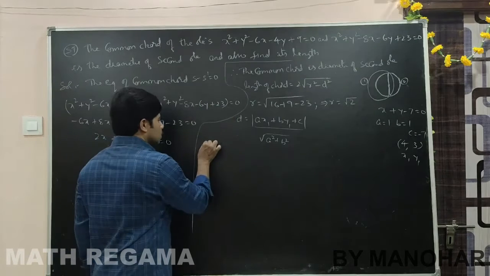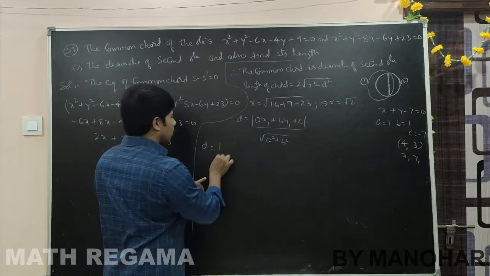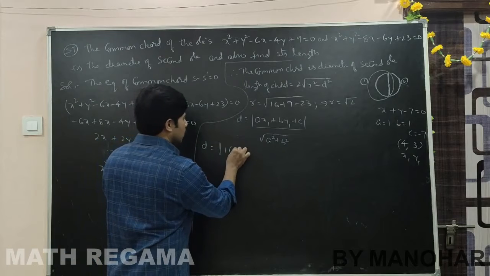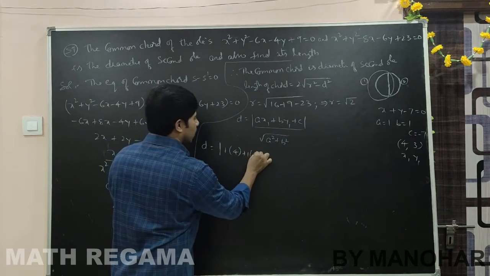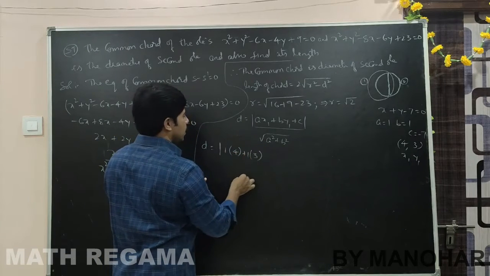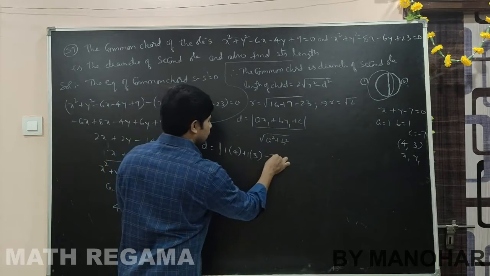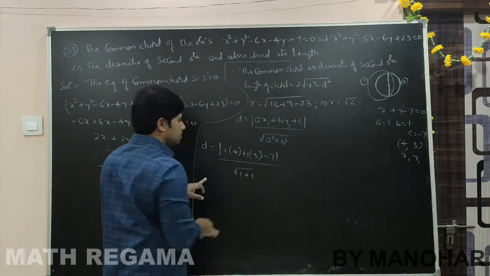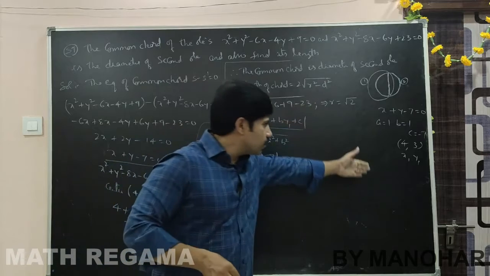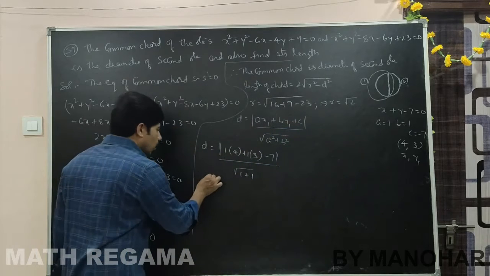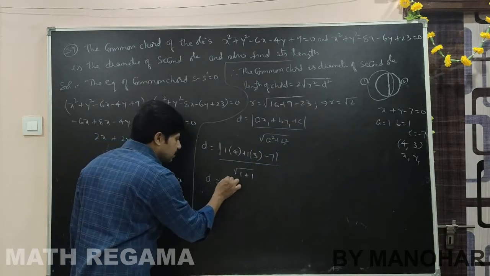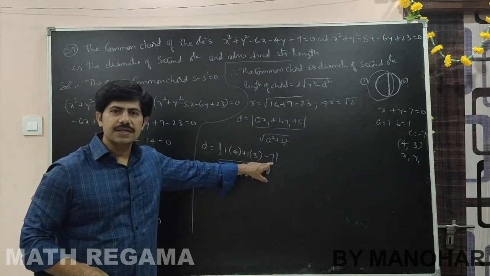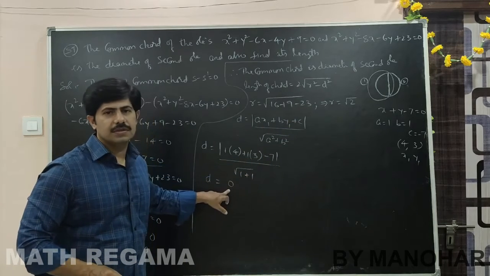We'll find out D. So D is equal to mod of ax1. What is x1? 4 plus b y1, 1 into 3 plus c. C is minus 7 by under root of a square plus b square. Just a, b, c, x1, y1 I am substituting here. So what we get is the D value is 0. 4 plus 3 is 7. 7 minus 7, 0. 0 by anything is 0.